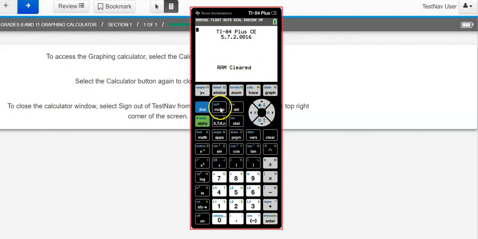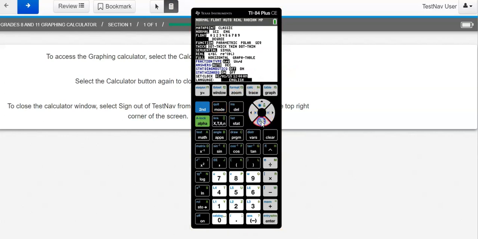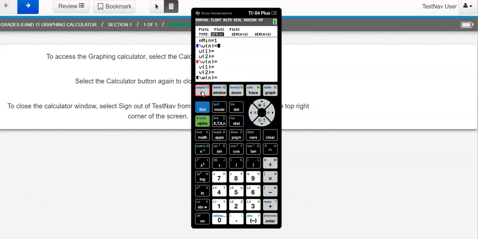Okay, so first thing you want to do is hit mode, go down to where it's currently on function, and then go over to sequence, hit enter, hit second quit, or you can just go right to y equals. We're going to start with n minimum equals 1 because they gave us the first term. And then this is where we type in our actual formula here. So we're going to do second 7. That gives us the u.